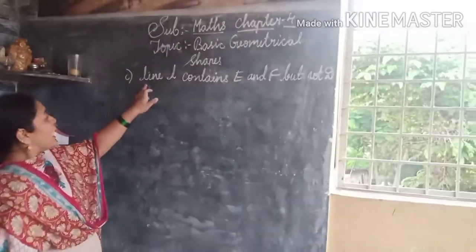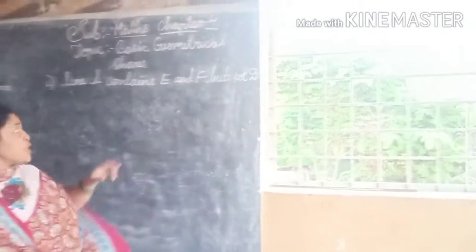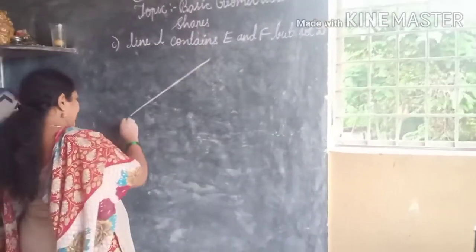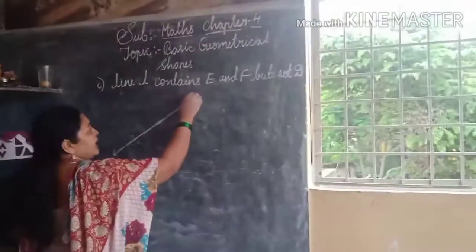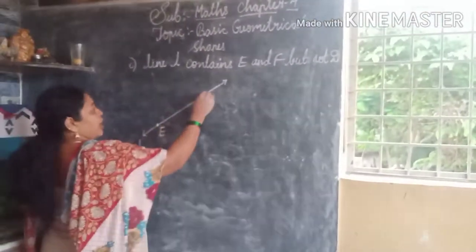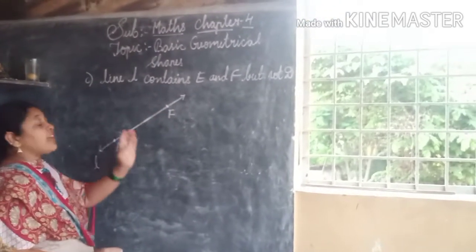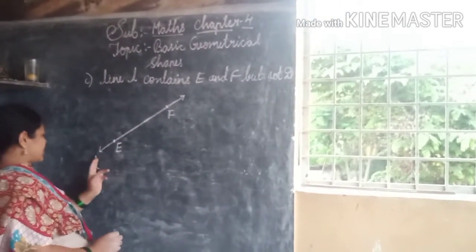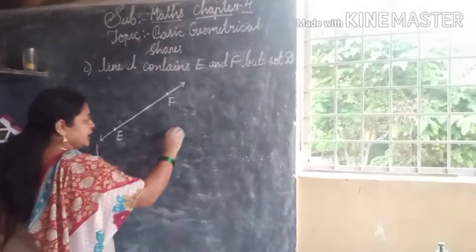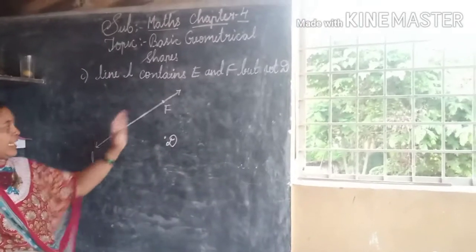Okay, third one, line L contains E and F but not D. So we will take a line L. Okay, this is line L containing E and F. So we should have point E and also point F but not D. So we should have another point where it does not lie on line L. So we can take a point D here. Yes, this D does not lie on the line L.